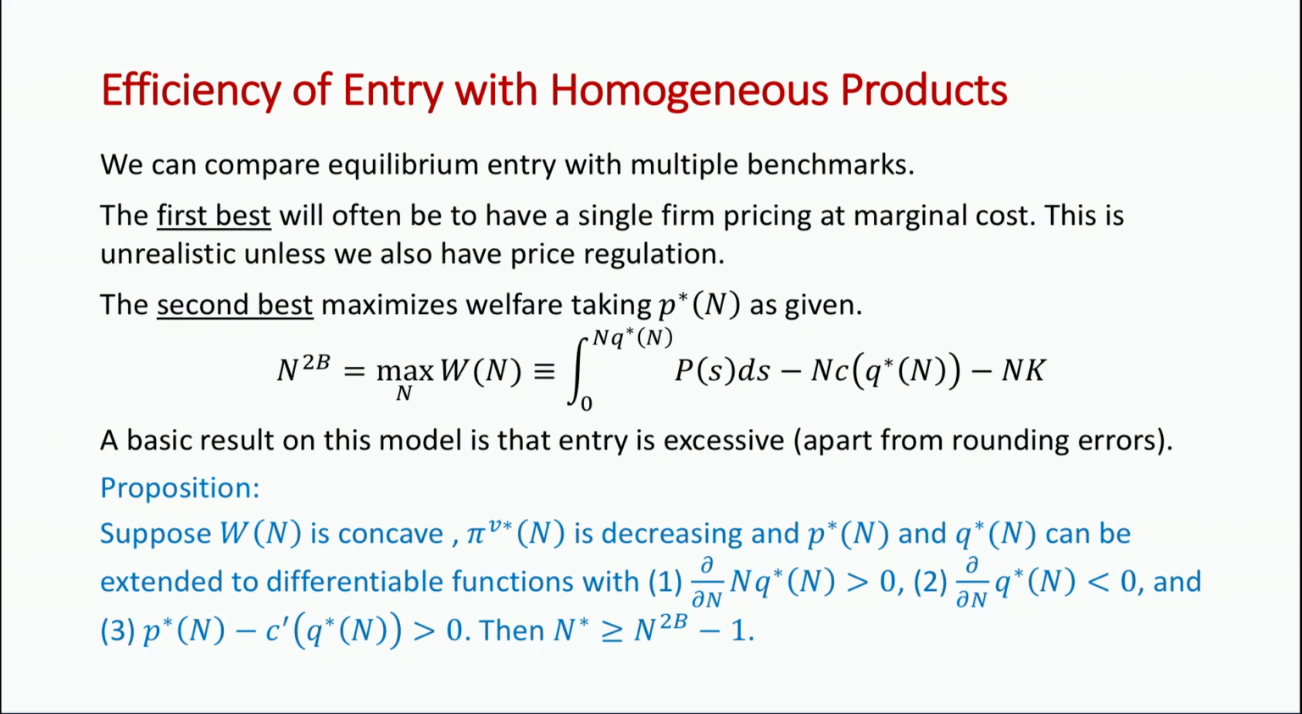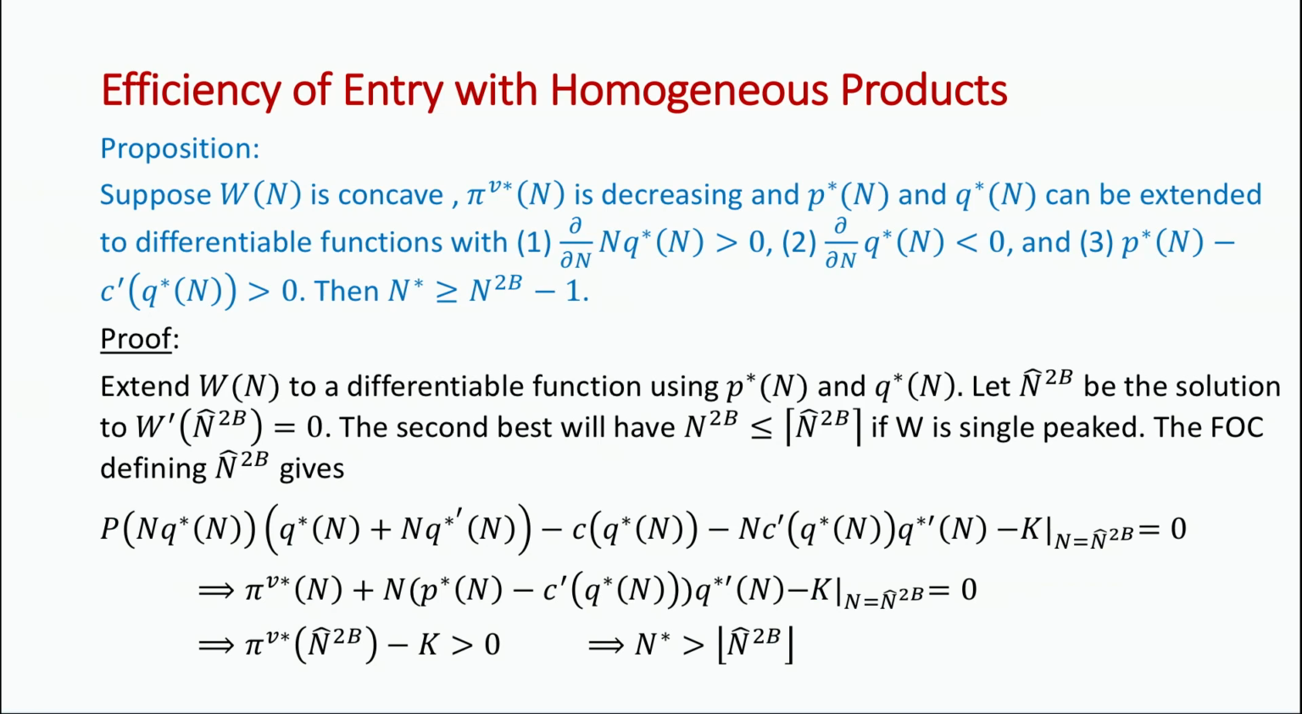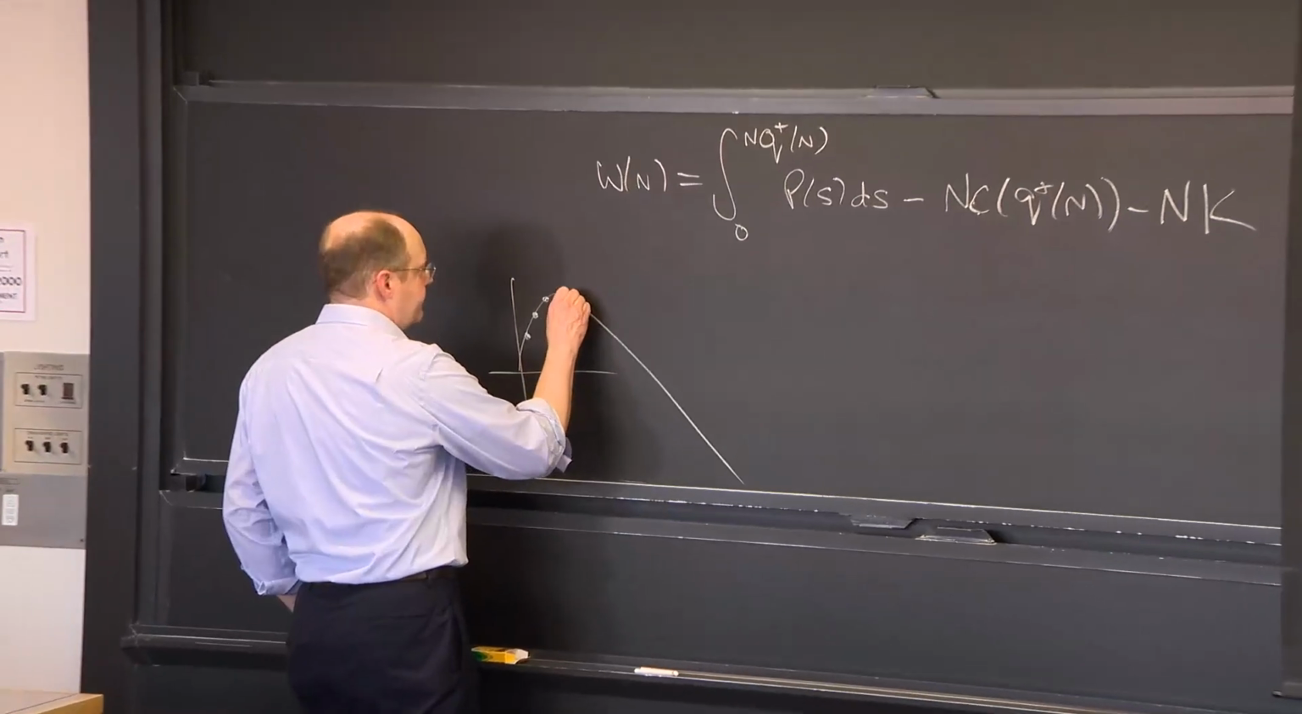Bertrand is a case where it's 1 too few. Sometimes you'd like 2 firms, you only get 1. But the general result is that you get too many firms, other than this possible rounding error issue. Okay, so proof. First, we've got this welfare function. The welfare function is naturally described only at a set of integer points.